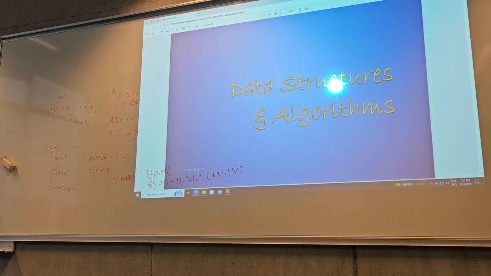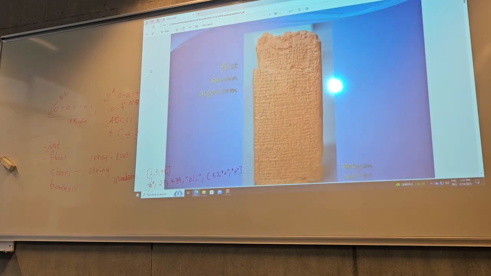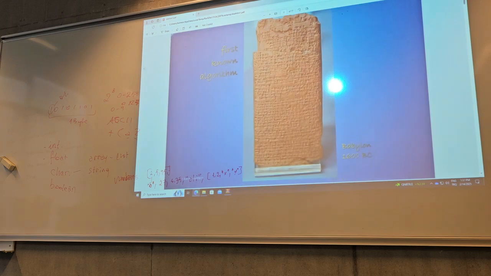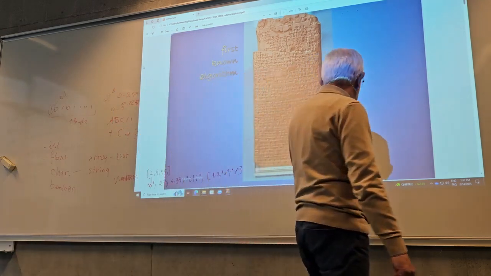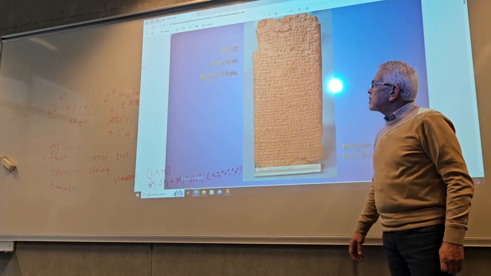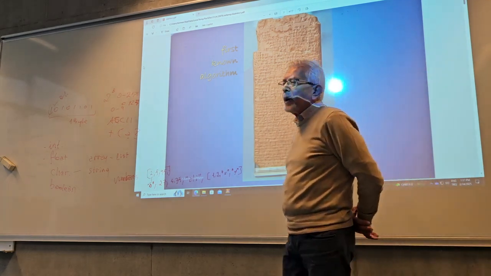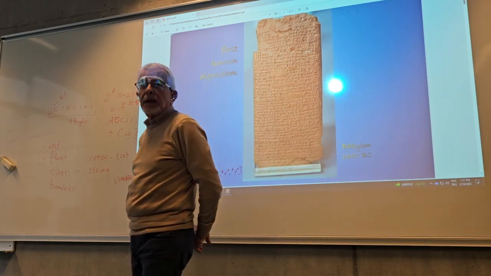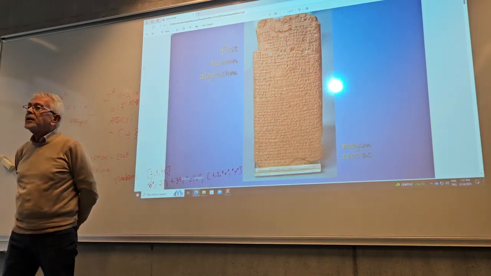We learn that today also. But first, let me show you this picture. What is this? This is the first known algorithm discovered. Okay, it's from 1600 before Christ. So this is an algorithm. What is an algorithm? How can we define an algorithm? Can you give me any definition of algorithm? What is an algorithm? Any definition?